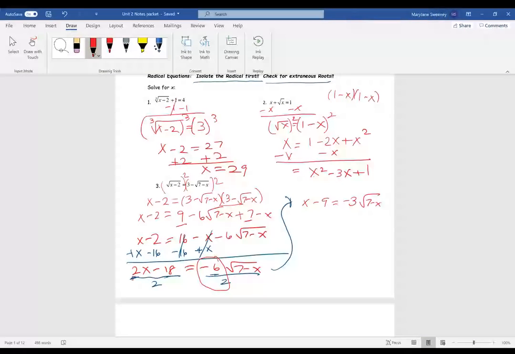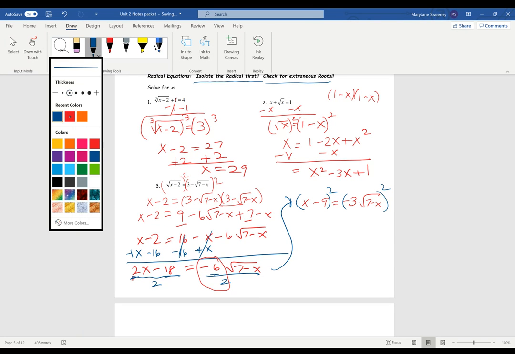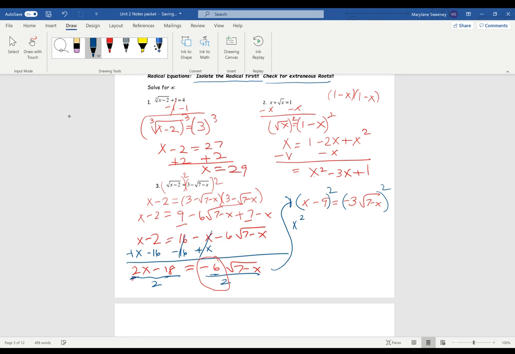Okay, so now I can go to squaring both sides to get rid of the square. Again, I didn't want to divide by 3 because I don't want to deal with fractions. That's why I'm not dividing by 3 there. So when I FOIL here, x squared minus 18x plus 81. -3 squared is 9, and then it's times the square root of 7 minus x squared, which is 7 minus x. The reason it's times is because that's what -3 radical 7 minus x means. It means -3 times a radical 7 minus x.